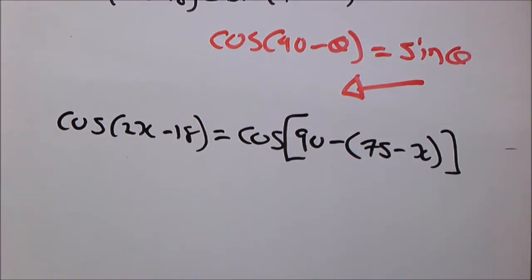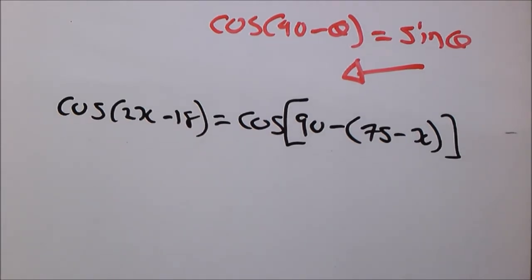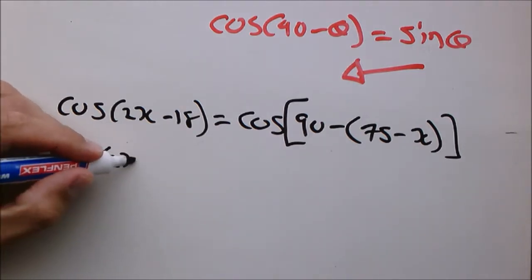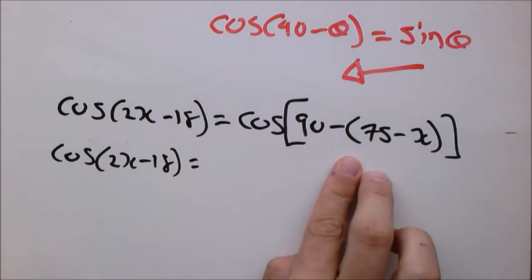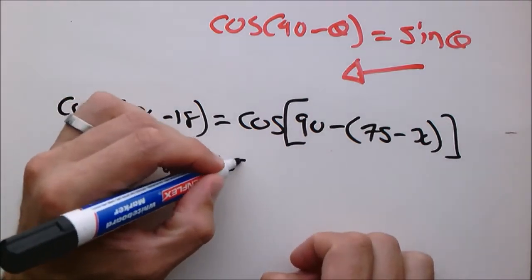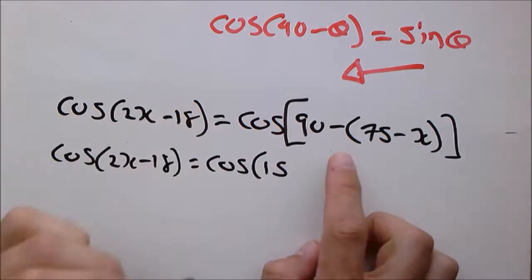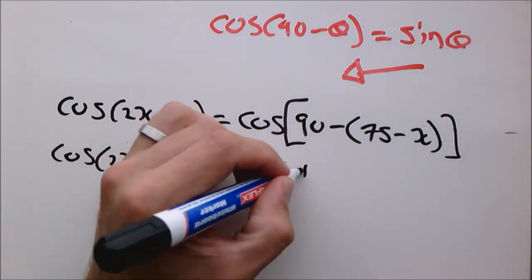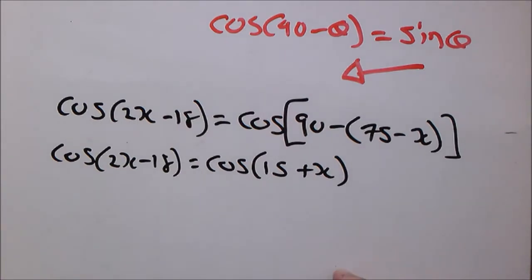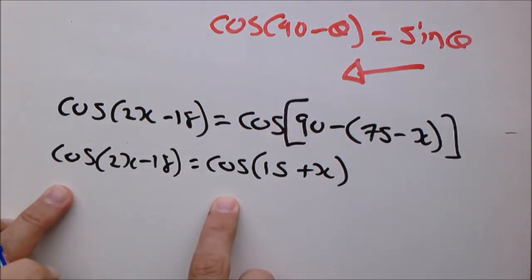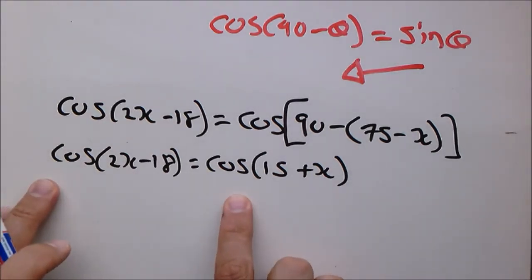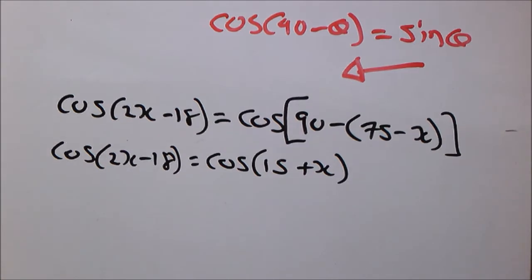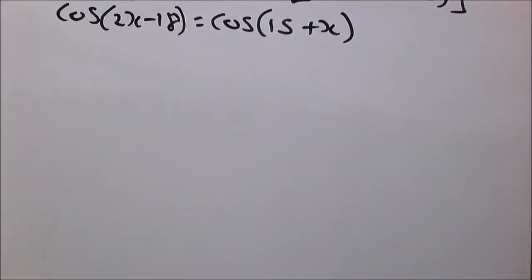And now we just go on as we've been doing it previously. We've simplified the right hand side, so the left hand side just stays as is. The right hand side we've got a 90 minus 75, so this becomes 15, and negative x becomes plus x. Okay, so now we've got the same functions, but different angles. And because the functions are the same, we can then continue like we've done before.